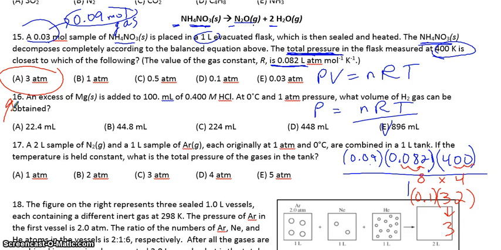So try to do the same thing on the next question, and I'll leave you at that. I'll let you practice number 16. It's the same sort of thing, using PV equals nRT in your head, and then we will answer any questions in class.